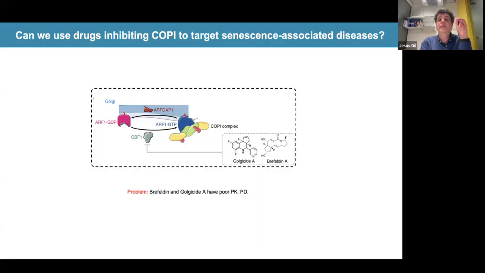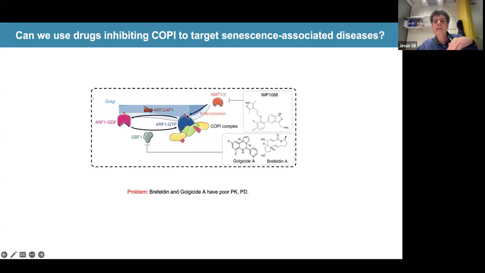So they can only stay in blood for a matter of minutes, and then they become degraded. So they are not really molecules that we could use for pharmacological studies. The good news is that this ARF1, the protein that controls the formation of the COP1 vesicle, is myristoylated. So we have this lipid modification that is needed for their function.